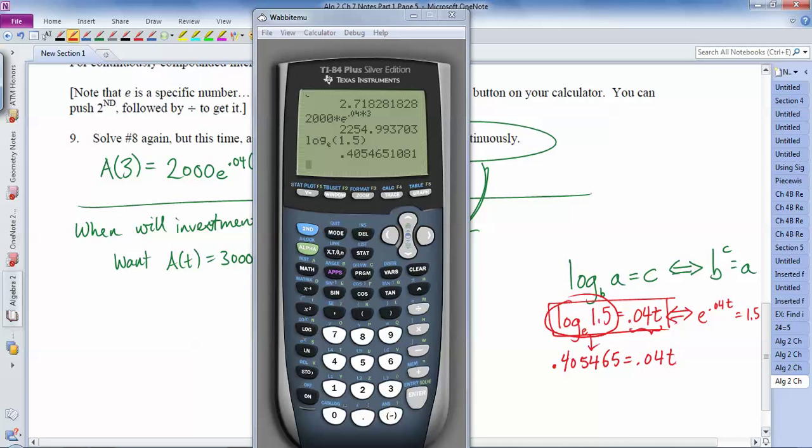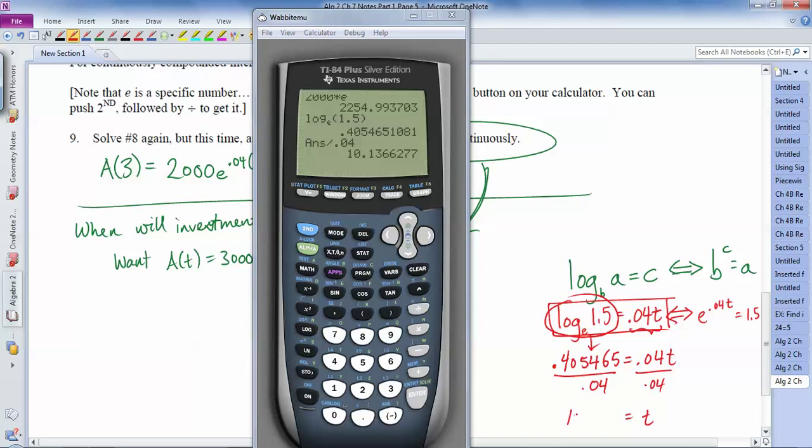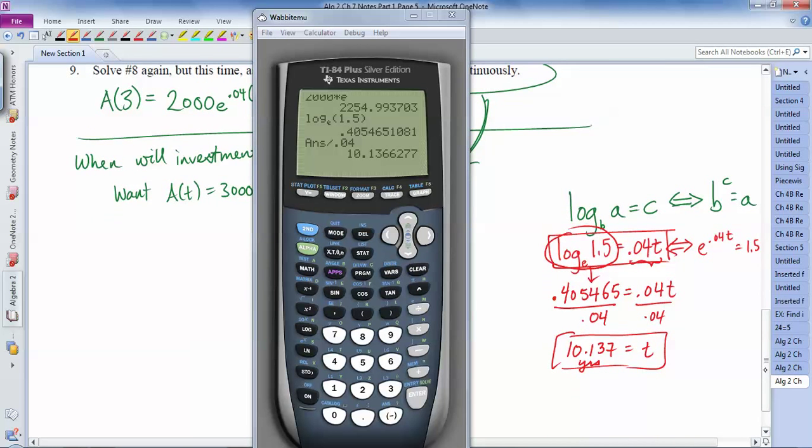So now I need t. I'm going to divide both sides by 0.04. And so t is going to be 10.137-ish, right? So that's how many years it'll take for the investment to become $3,000 if it's compounded continuously.